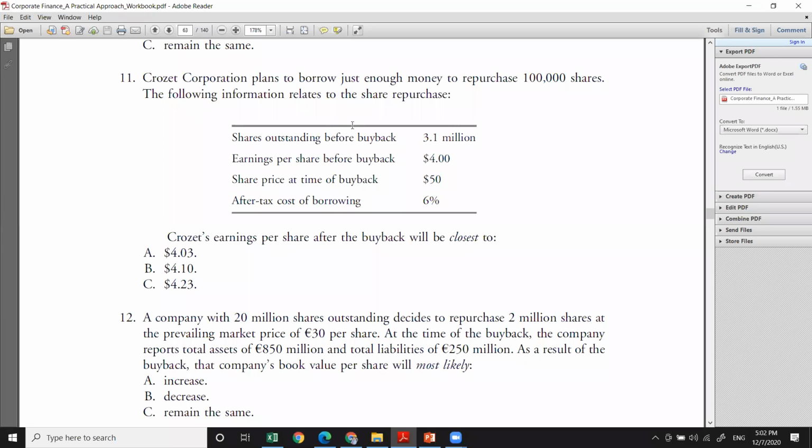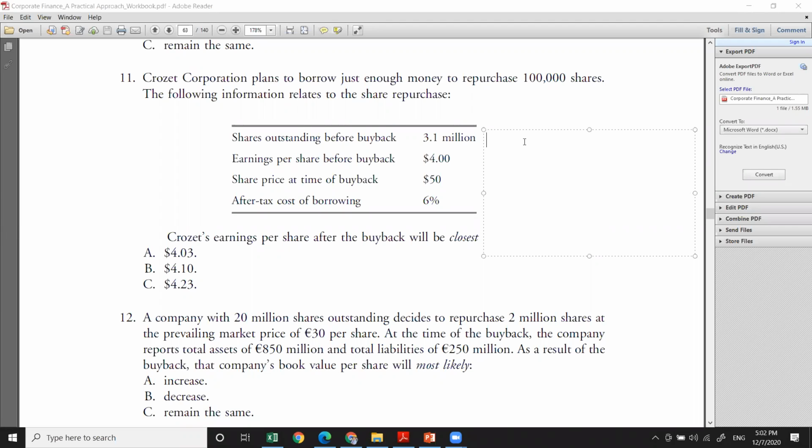Question 11, a corporation plans to borrow just enough money to repurchase 100,000 shares. So they will repurchase 100,000 shares with the full information like outstanding shares before buyback, earnings per share before buyback, share price at time of buyback, and after tax cost of borrowing, which is 6%. We are asked to estimate EPS after buyback. It's exactly the same that we did with question 8, but let me do it. It's a bit challenging because it's got some debt issue.